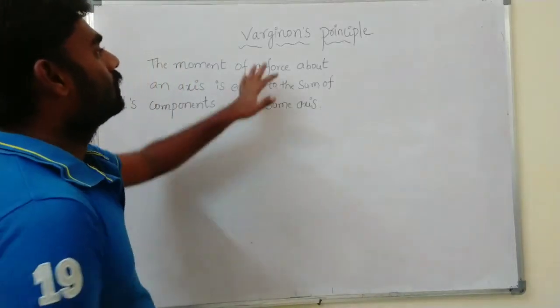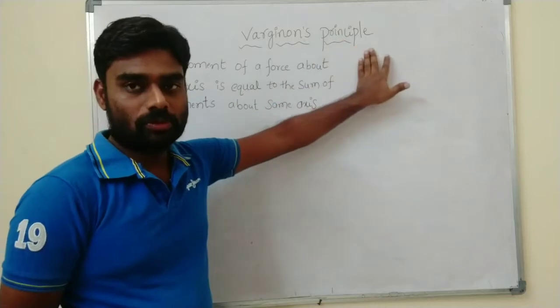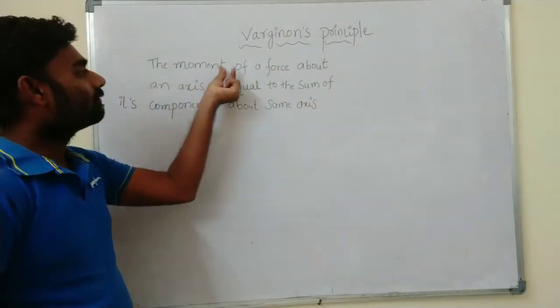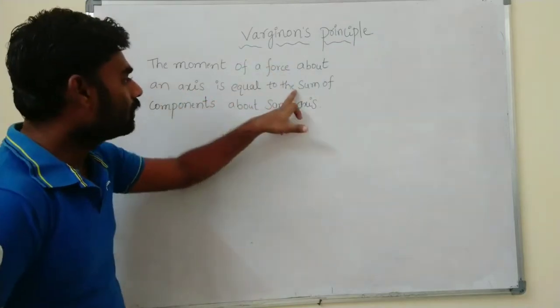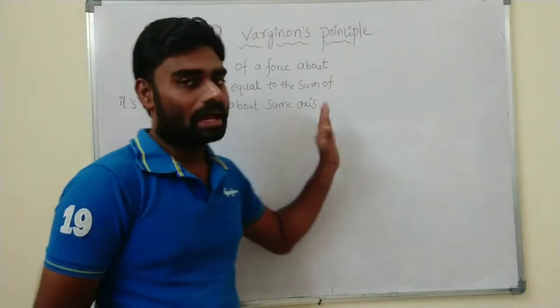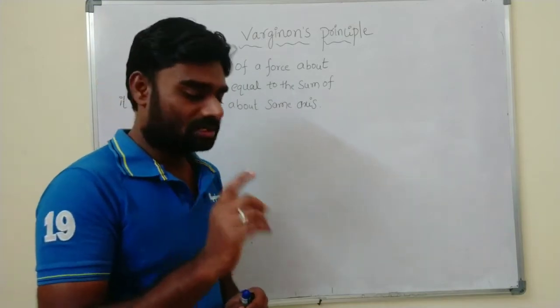Okay, so today I am going to explain the Varignon Principle. This is the statement: the moment of a force about an axis is equal to the sum of its components about the same axis. What is the meaning of this statement?